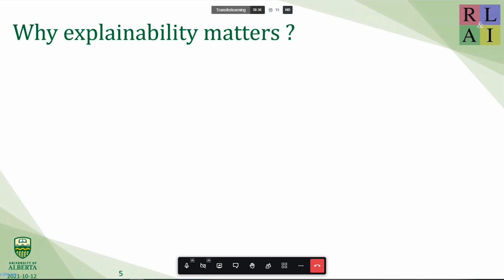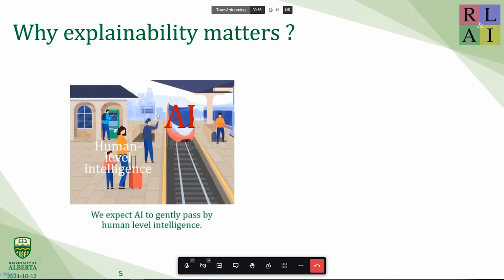And why should we be interested in explainability in reinforcement learning? Because this whole talk and my whole work is about how we can make those agents able to transfer knowledge to us. And why does it matter? Well, we often expect AI to gently stop at human intelligence and ask us what will come.